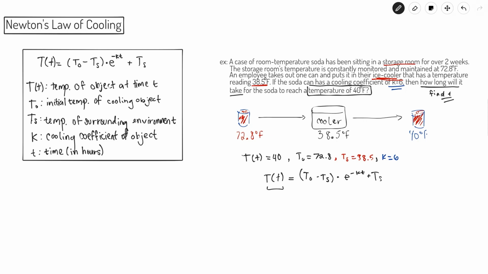And so first I'm going to plug in T of T. We know T of T is 40, so I'm going to put a 40 here, bring down my equal sign, my parentheses, and now I need to plug in T sub naught. T sub naught, well, that's 72.8, so I'm going to replace that T sub naught with a 72.8. Now I'm going to subtract whatever T sub S is. T sub S is, of course, 38.5. Close my parentheses, times e to the negative k power, but k is really just 6, so negative 6 power, times t, we still don't know what t is, plus T sub S, which we know is 38.5.